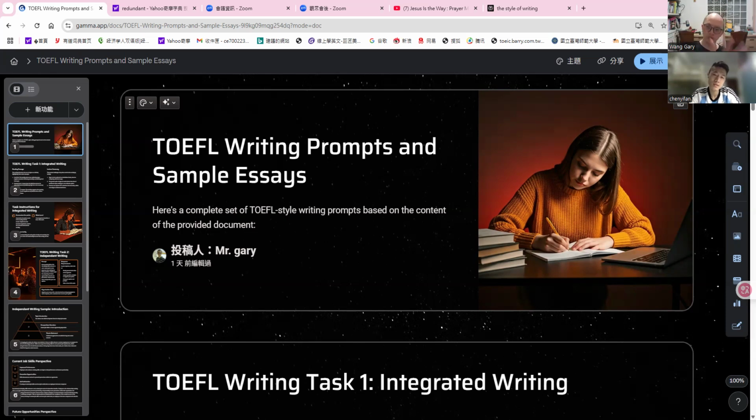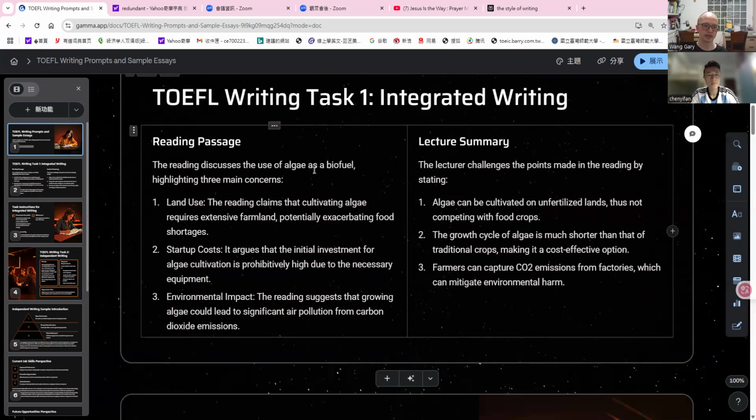So every time when you read something, when you hear something, when someone tells you something, you don't just believe it 100%. You will think about it. Does it make sense? Oh, this makes sense. Oh, this doesn't make sense. This argument is illogical. They are just telling me some white lies, maybe. All right, so let's get some samples now. For integrated writing, reading the passage, lecture summary.